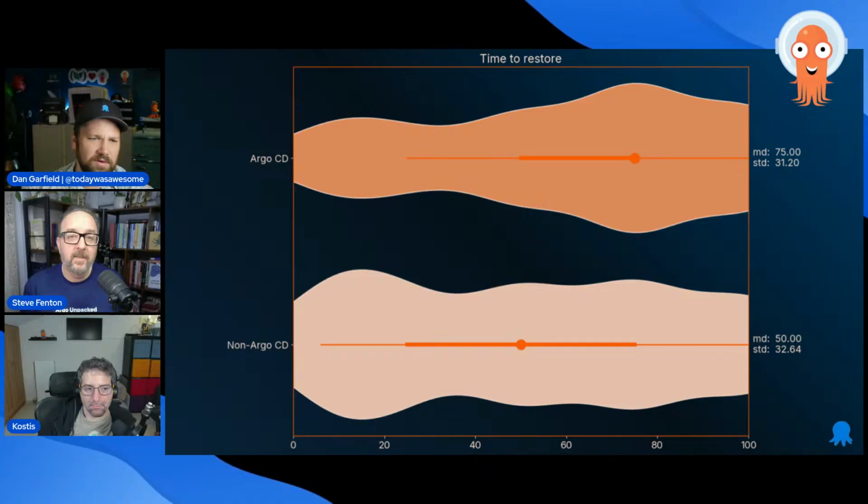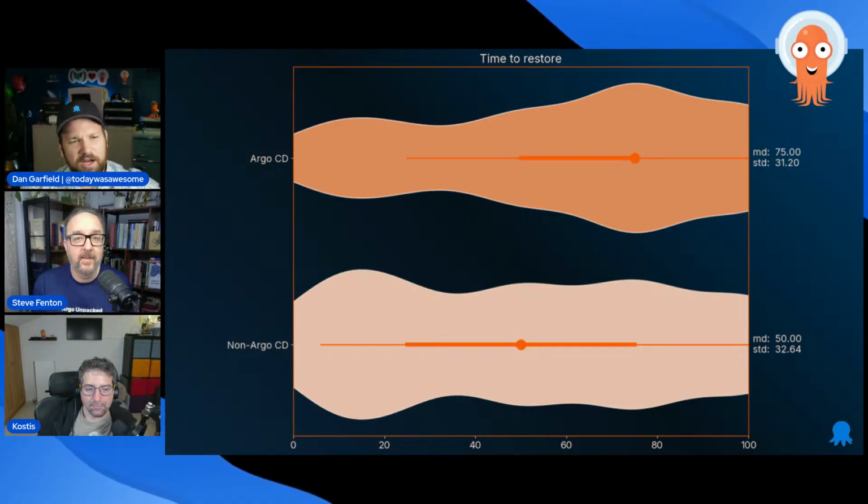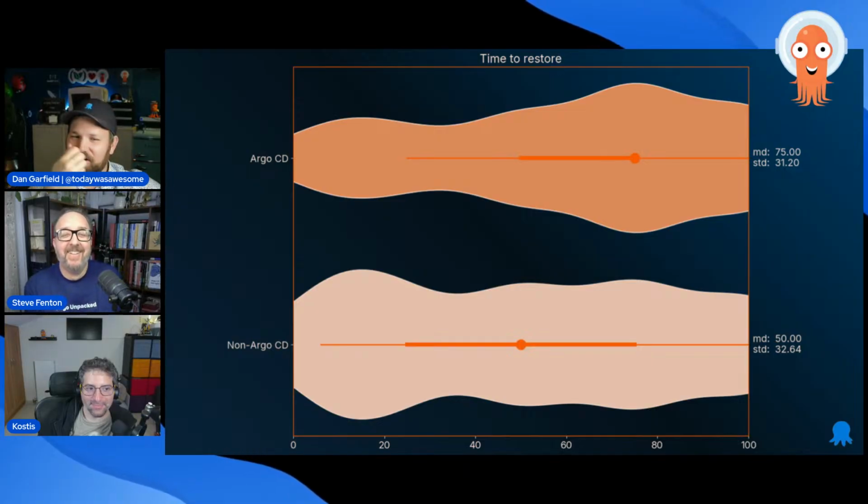This is huge. I mean, again, a 50% improvement in time to restore when using Argo CD versus without. And we do see there's a high performance sweet spot at around 75 points for people using Argo CD, whereas the other chart is just way more lower performers. There's a big fat bottom, and talking about a chart here that is quite funny to look at.